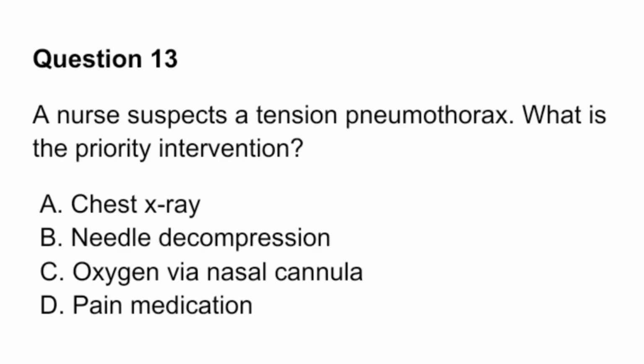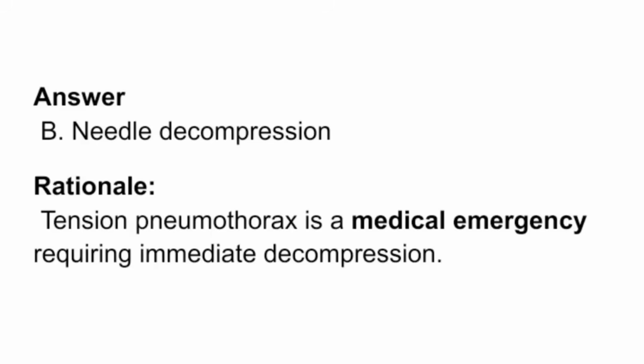Question 13. A nurse suspects a tension pneumothorax. What is the priority intervention? A. Chest X-ray. B. Needle decompression. C. Oxygen via nasal cannula. D. Pain medication. Answer: B. Needle decompression. Rationale: tension pneumothorax is a medical emergency requiring immediate decompression.